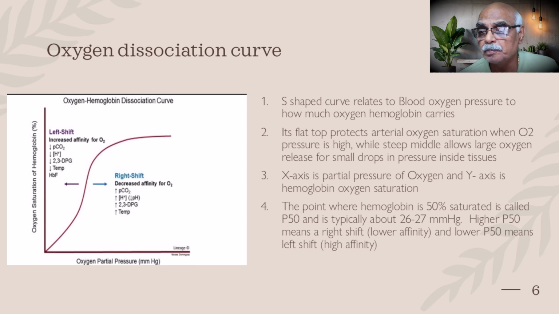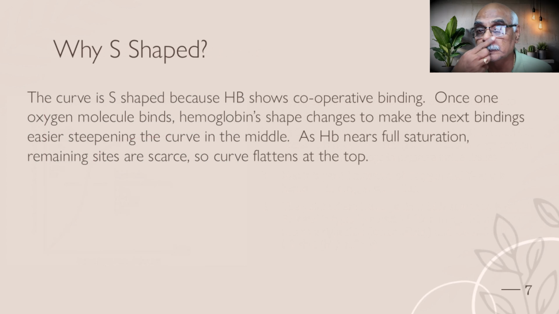A lower P50 indicates the shift of the oxygen dissociation curve to the left. This indicates high affinity of hemoglobin for oxygen. Where does this happen? This happens exactly in the lung, where the oxygen from the breathed air gets into the system by attaching itself to the hemoglobin.